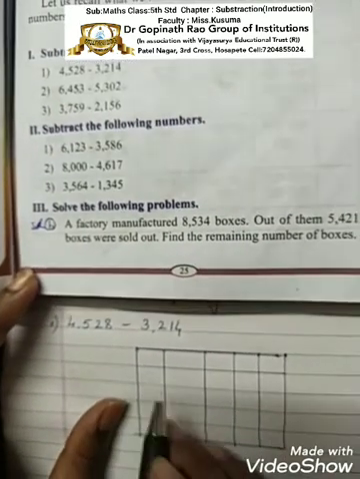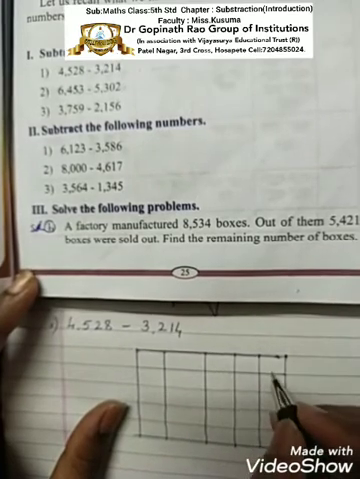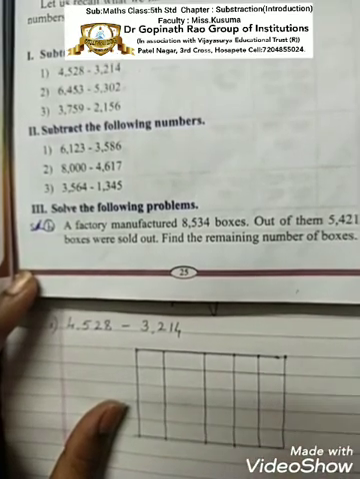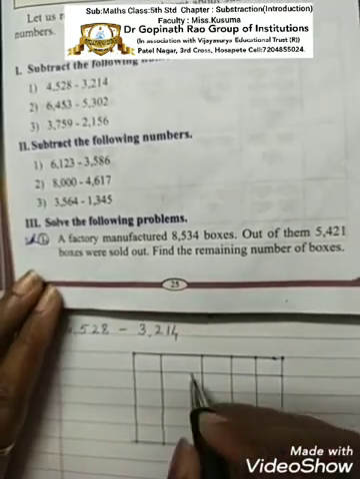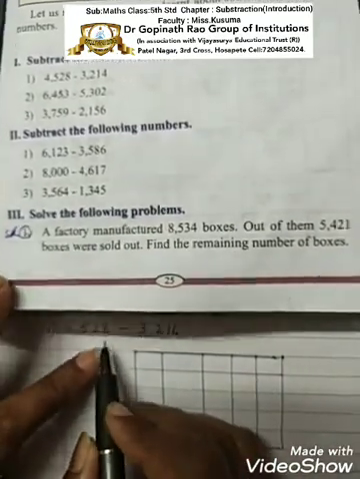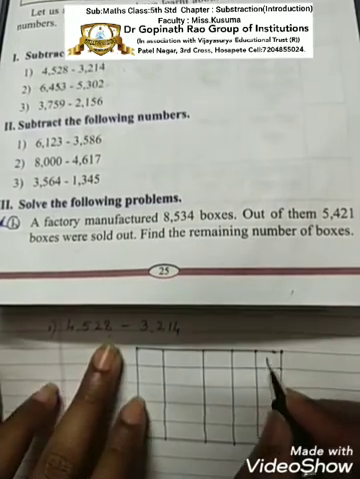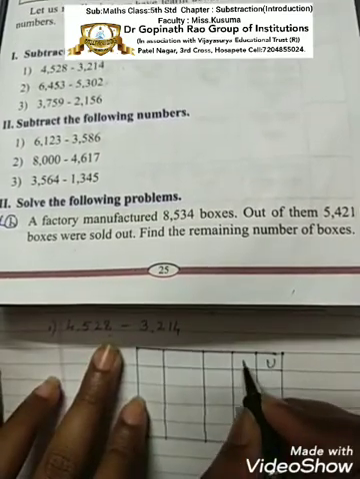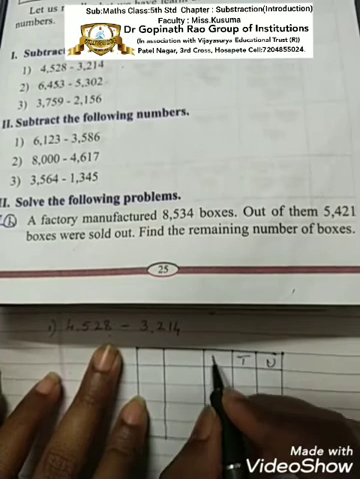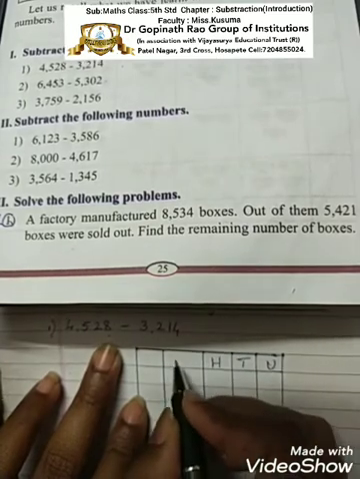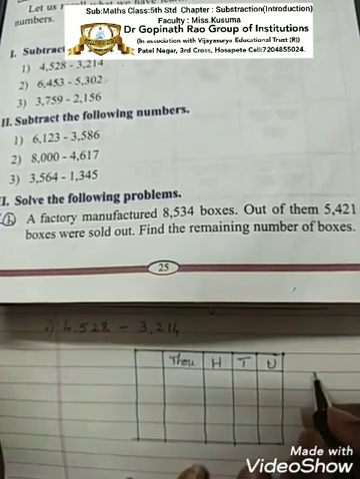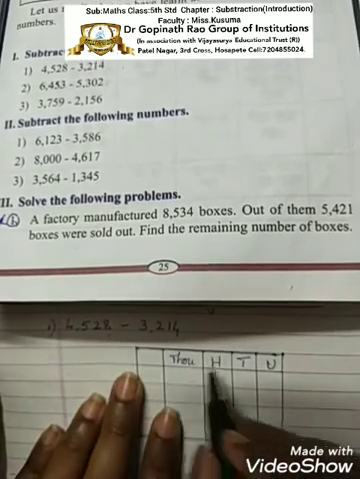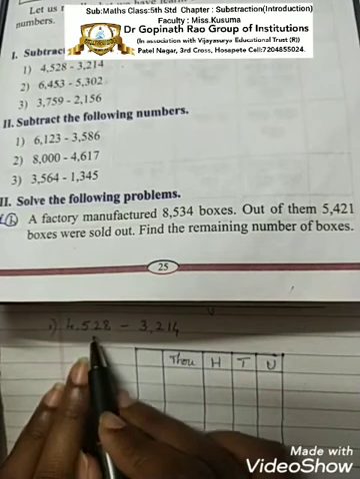Okay, see what the first number is that they have given: 4528. First put the table like this and start from right to left. See, the first will be the units place. After units we'll get tens. Next hundreds. After hundreds which place do we get? We get thousands. Okay, now in this table substitute these numbers first.